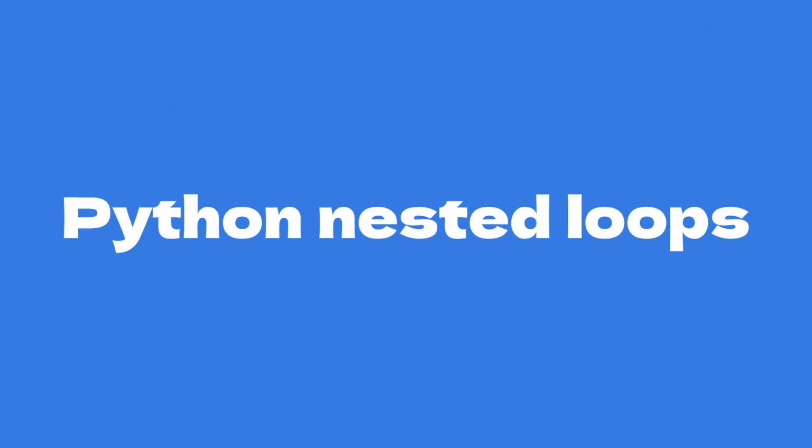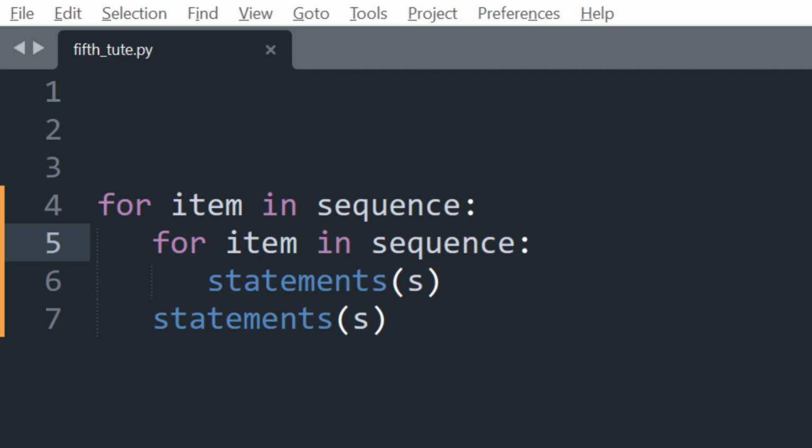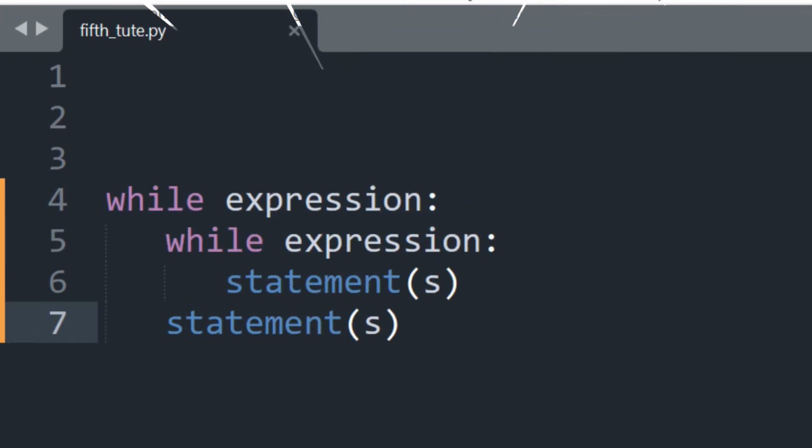Python nested loops. Python programming language allows using one loop inside another loop. This is the syntax of a nested loop in Python. This is the syntax for a nested while loop statement in Python programming language.